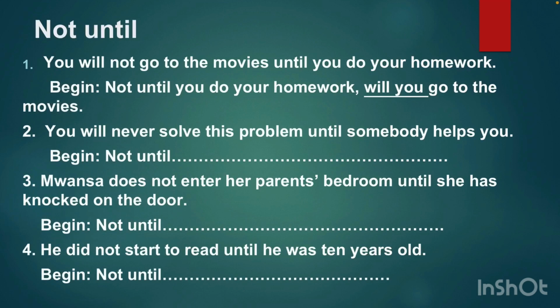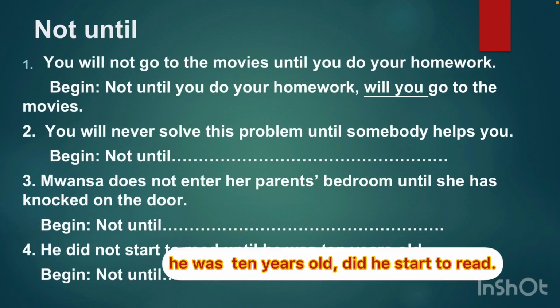He did not start to read until he was 10 years old. So not until, let's go to until and get your remaining statement. Not until he was 10 years old. He did. As we are going to say, did he start to read? Don't say, did he not start to read? No, because you have now changed it to positive. So not until he was 10 years old did he start to read. Just like that, you are done with not until.